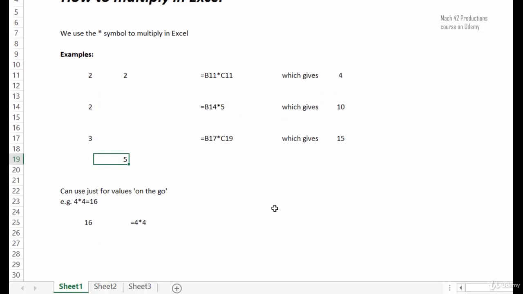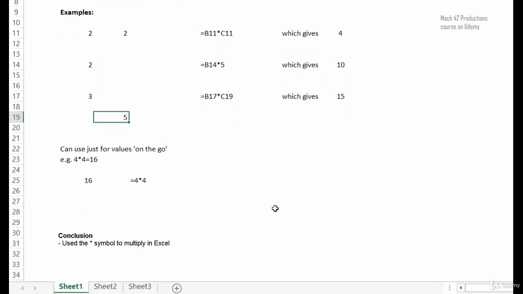Okay, so that concludes this lecture. Just to wrap up, you have learnt how to use the multiplication symbol in Microsoft Excel.